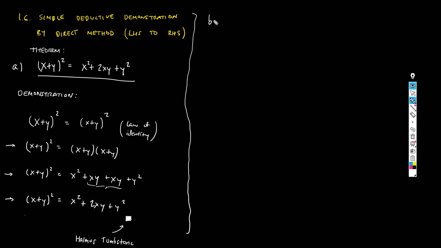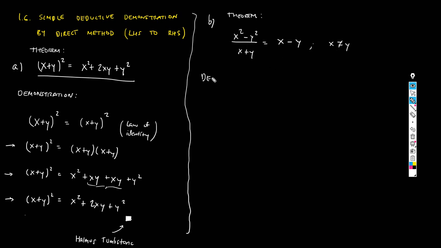Next example, B. Theorem. I want to demonstrate that x squared minus y squared over x plus y is equal to x minus y when x is different than y. I'm going to explain to you what this means in a moment. For the moment, if you want, just ignore this. Okay, so this is what I want to demonstrate. I want to demonstrate that this fraction is equal to this expression.